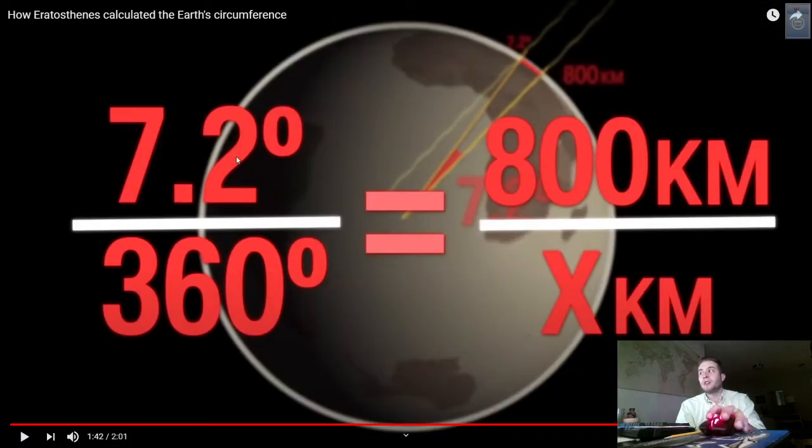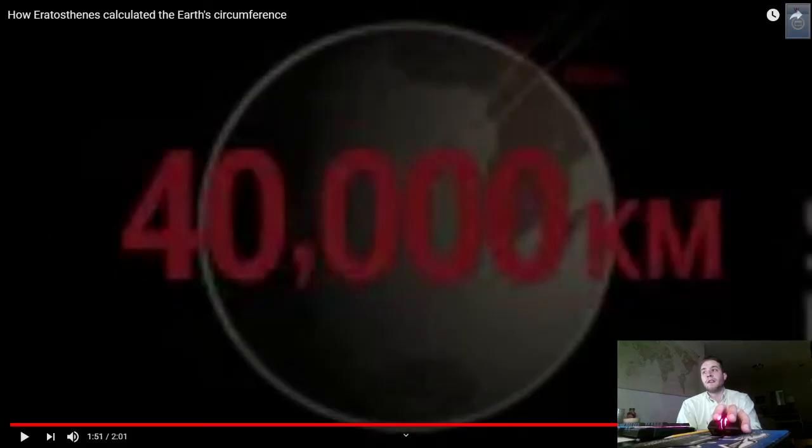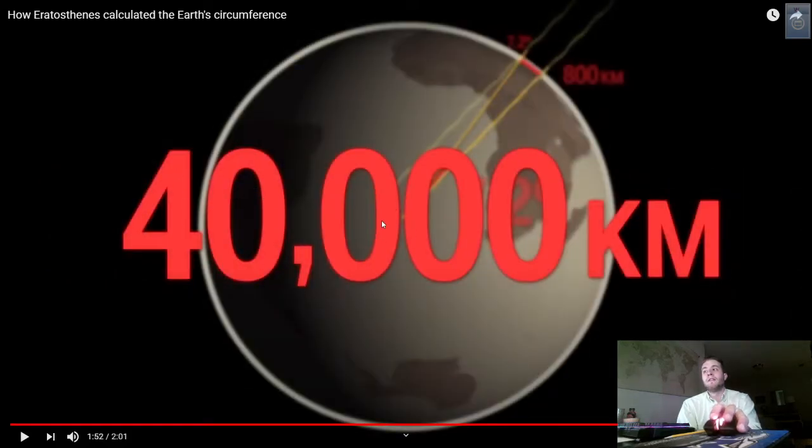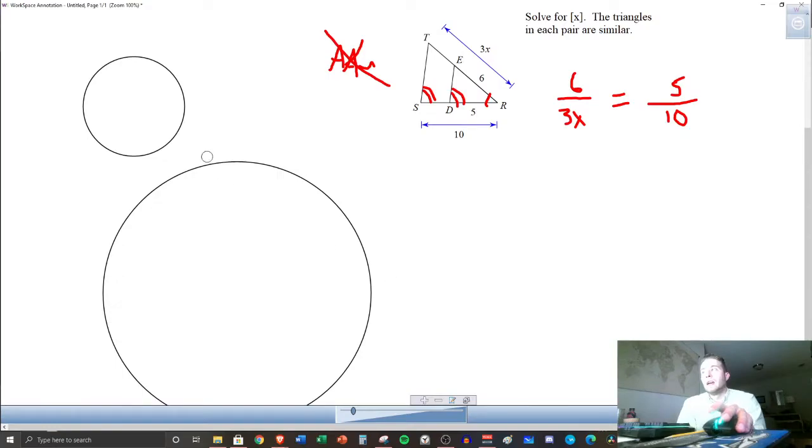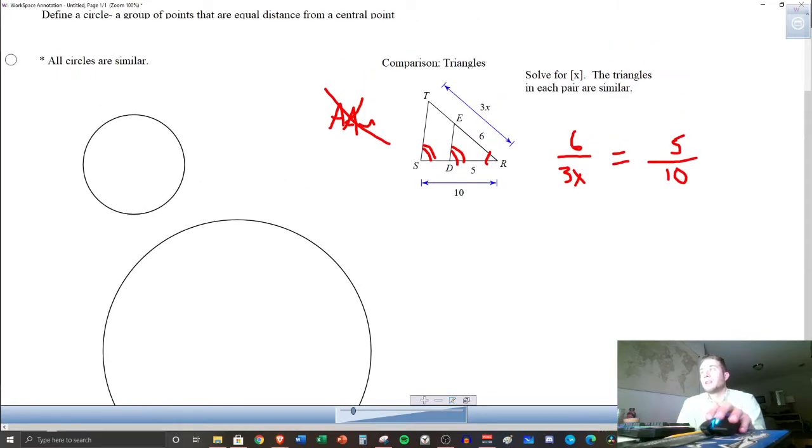It's 800 kilometers. And they set up this proportion. 7.2 degrees is out of 360. So the rest of the Earth would be 360 degrees. And they know for that 7.2 degrees, it's 800 kilometers. That means simple proportion. I can just cross multiply and find the distance of the Earth, 50 times 800, and you get very close to the true kilometer distance around the Earth. Quite incredible with this fact that all circles are similar, okay?